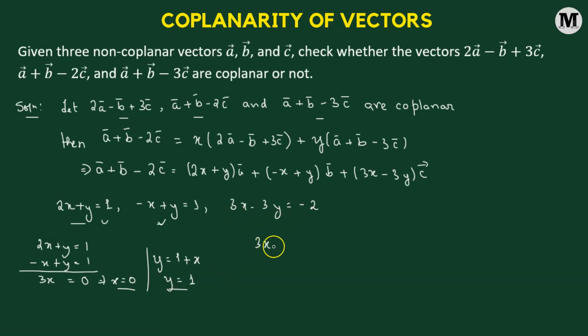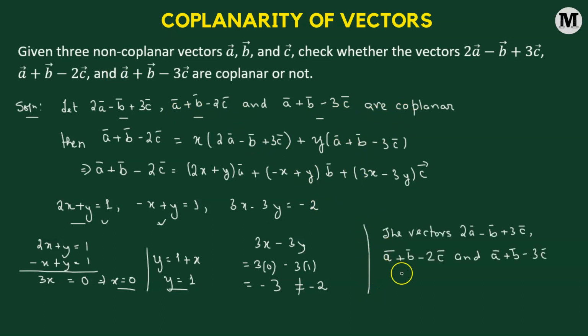Now the third equation, on the left hand side, we have 3x minus 3y. So we have 3 times 0 minus 3 times 1. This is going to give us negative 3, but that's not equal to negative 2. It's not satisfying the third equation. Since they are not satisfying the third equation, that means our original supposition was wrong. Our assumption was wrong. So that means these three vectors are non-coplanar. So they are not lying on the same plane, hence proved.